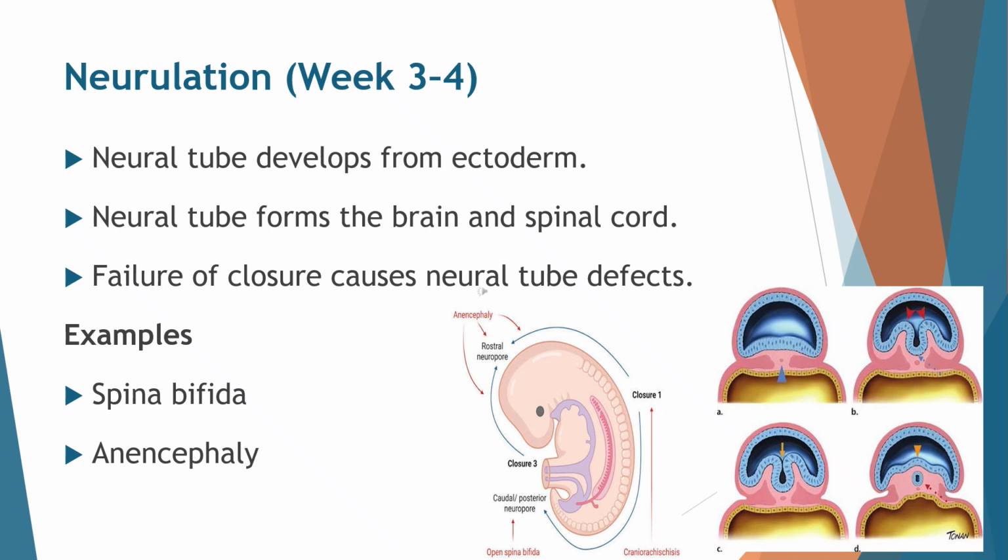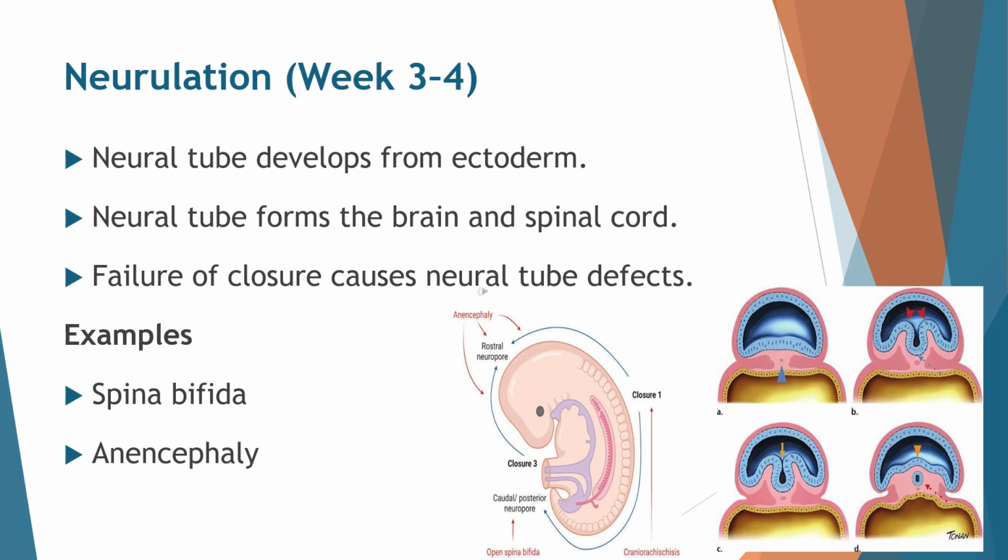Now, let's discuss another important event in embryological development called neurulation. This process takes place during week 3 to week 4 of pregnancy. So, what is neurulation? Neurulation is the process by which the neural tube is formed. The neural tube develops from the ectoderm, which is the outermost germ layer that we learned about in the previous slide. Now, why is the neural tube so important?